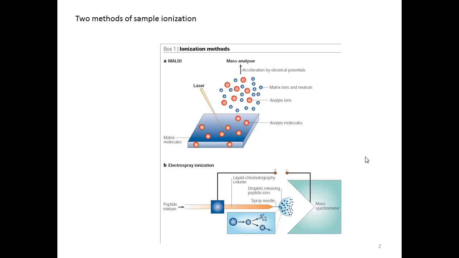There are two predominant ionization methods in mass spectrometry, and both are depicted here. We'll focus on the electrospray ionization method, as that is the method that's used slightly more frequently. This method is better at handling complex mixtures. The other method, Maldi, we'll discuss here, but we won't say anything more about this method.